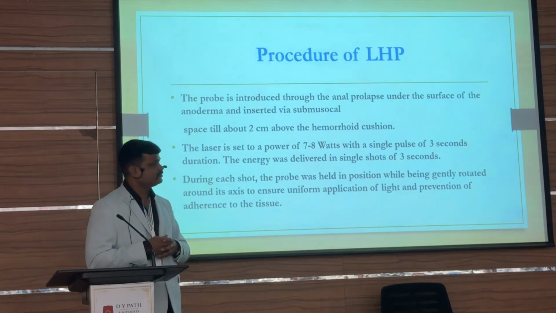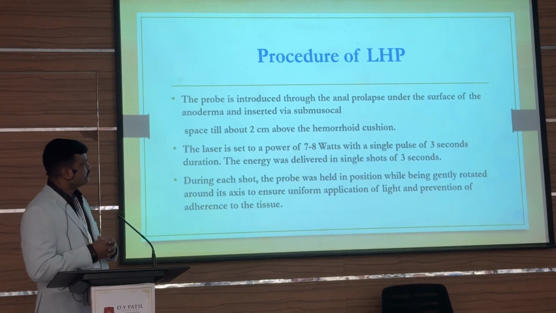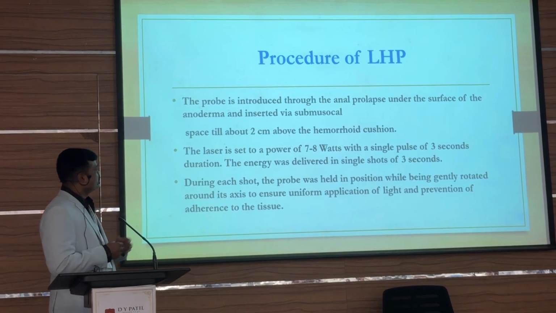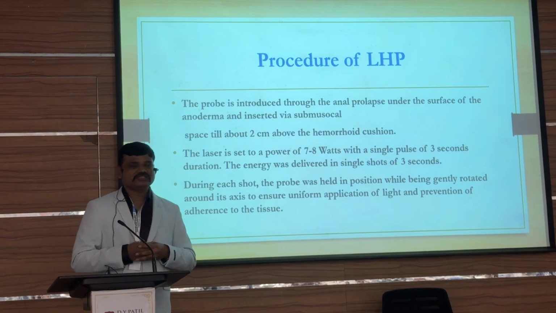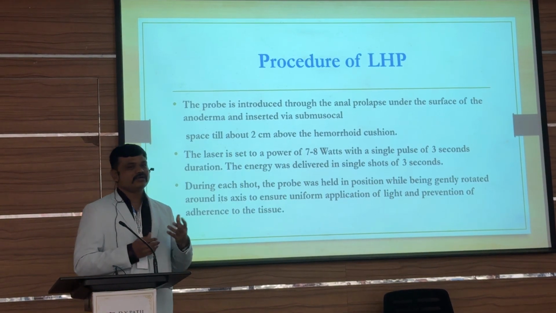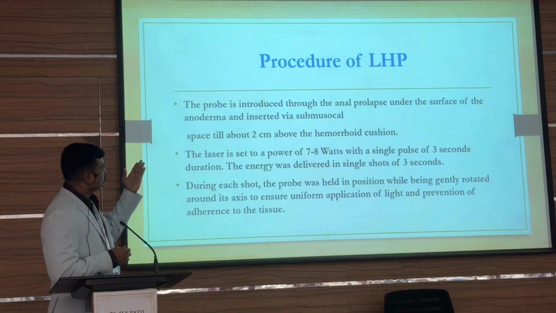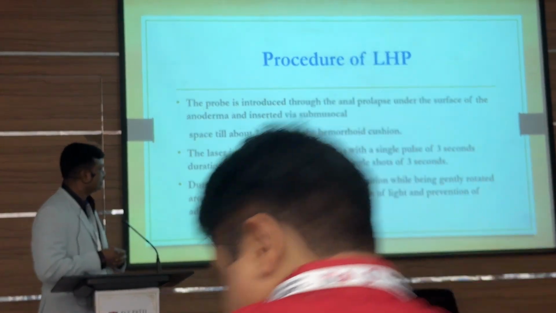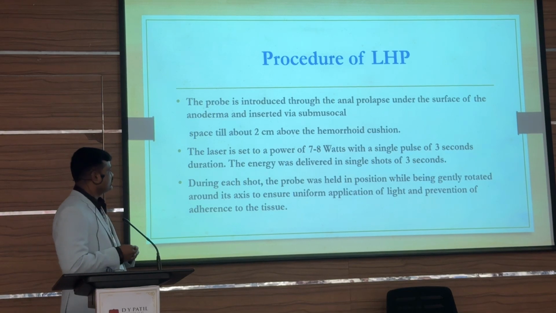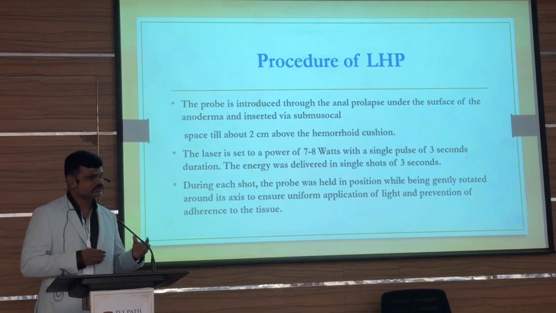This is the basic principle. So in laser hemorrhoidoplasty, the probe is introduced. You can do it under local anesthesia, saddle block or short GA. The probe is introduced through the anal opening under the surface of the anoderm and inserted into the submucosal space till 2 cm above the hemorrhoidal cushion.